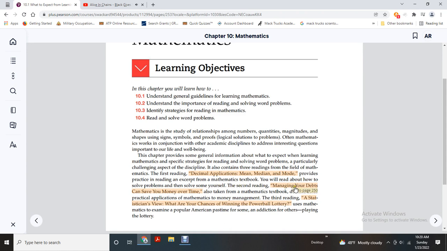The second reading is on managing your debts. Can you save your money over time? Also taken from a mathematics textbook, it demonstrates practical applications of mathematics to money management. The third reading is a statistician's view of what your chances are of winning the Powerball lottery, using mathematics to explain a popular American pastime for some, and an addiction for others, playing the lottery.